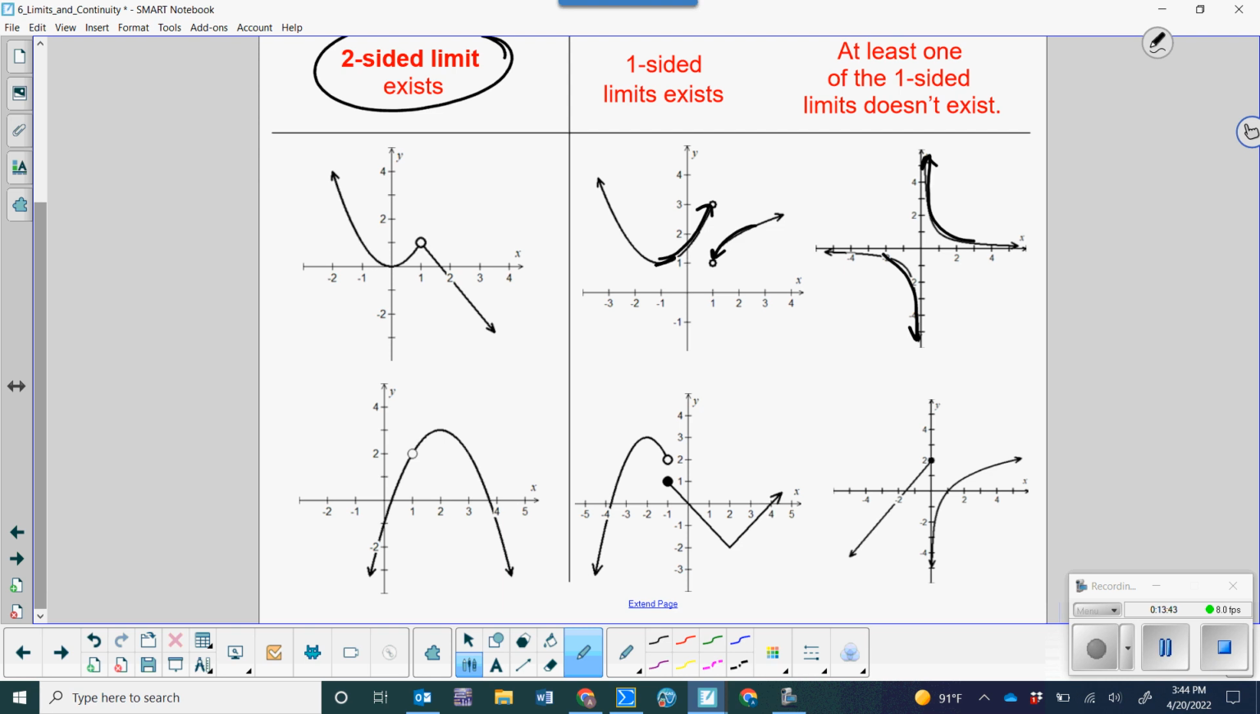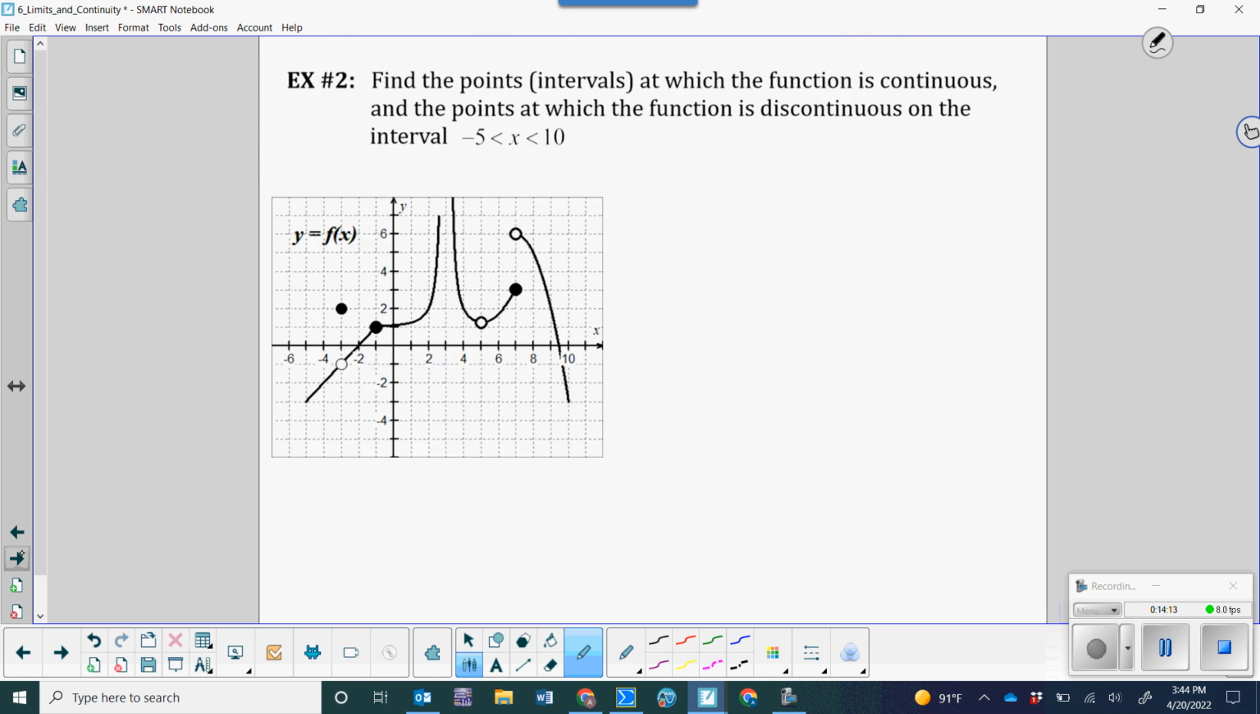Where the limit not existing, for example, at 1, the reason is because the left and right limits are different, okay? The limit not existing here at 0 is because the left and right limits go to infinity or minus infinity, okay? But these are your 3 different kinds of discontinuities. So basically you have a hole, you have a jump discontinuity caused by left and right limits being different, and then you have infinite discontinuities because one side at least has an infinity.